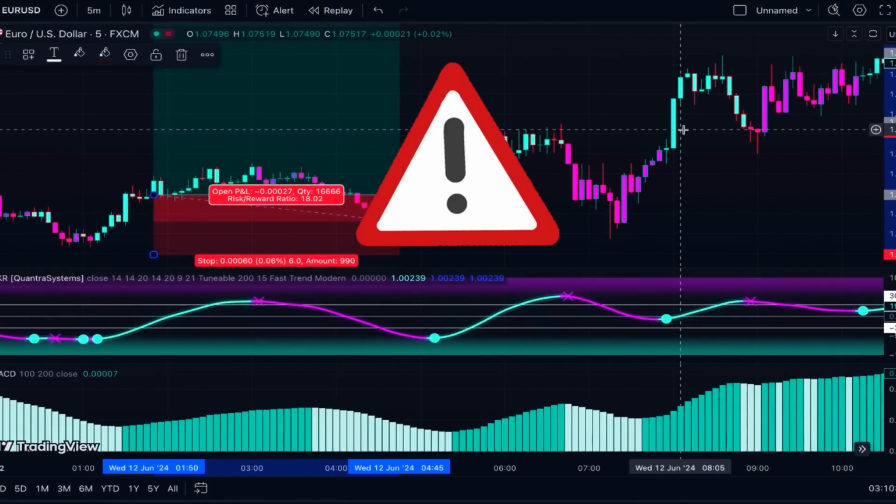Please pay attention that although this trading strategy is very accurate, it doesn't mean you have 100% guaranteed signals and you will not encounter false signals. No trading strategy is capable of this, and you need to manage your risk properly.